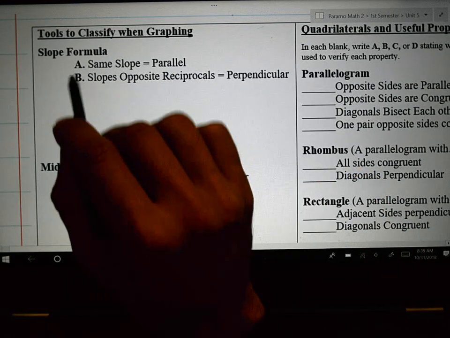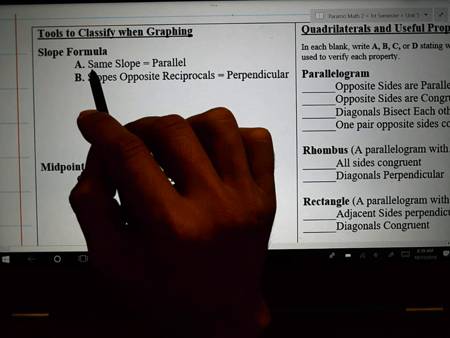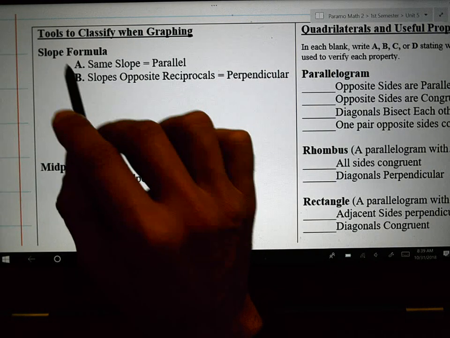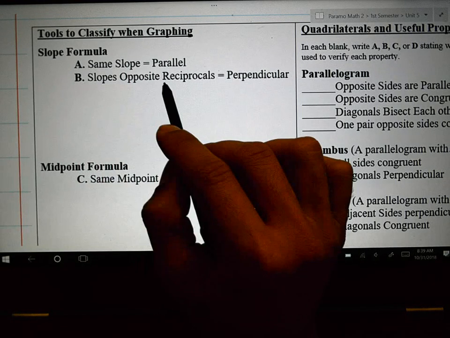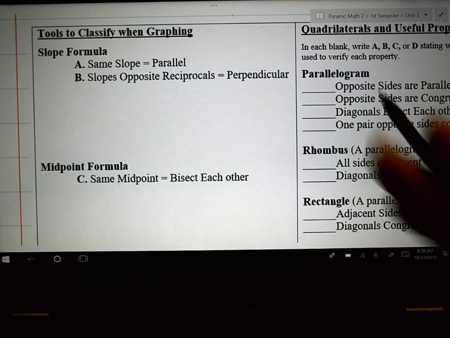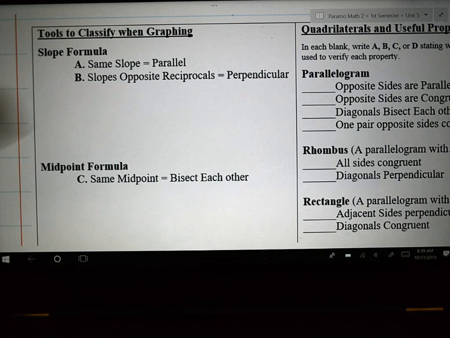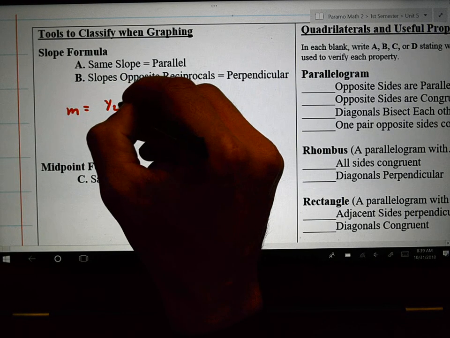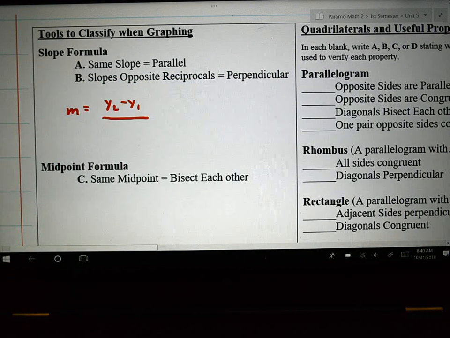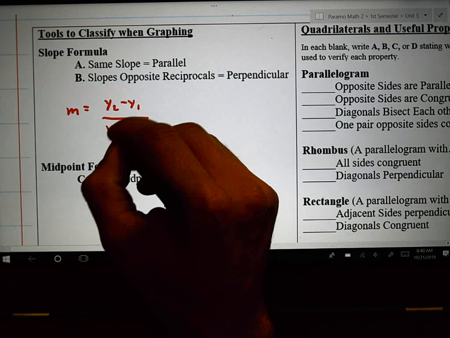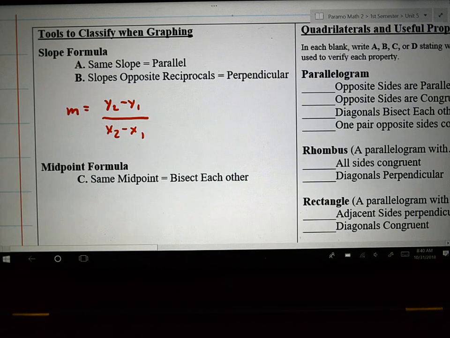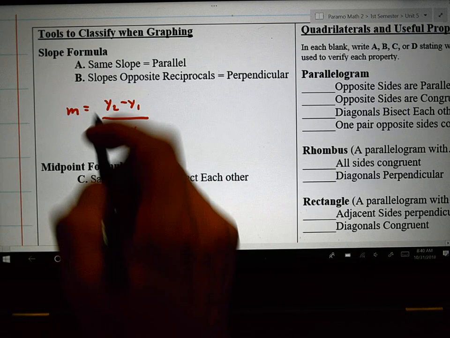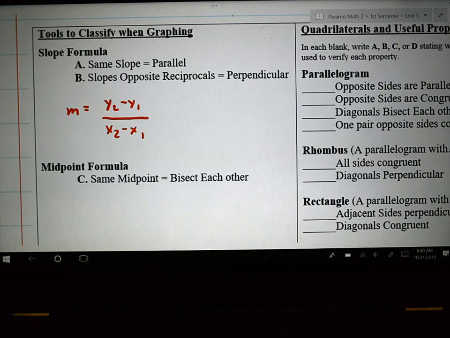First and foremost, the slope formula: if it's the same slope, they're parallel, that's A. The slope formula: if the slopes are opposite reciprocals, then they are perpendicular. They're just telling you, you're going to choose A when this happens, you're going to choose B when this happens, but we should probably write down what the slope formula is. If you don't know it, this is what I would have you write down on your worksheet. The change in y, y2 minus y1, over x2 minus x1. That's your slope formula. Let's just put it right underneath there on that worksheet. That will start us off.